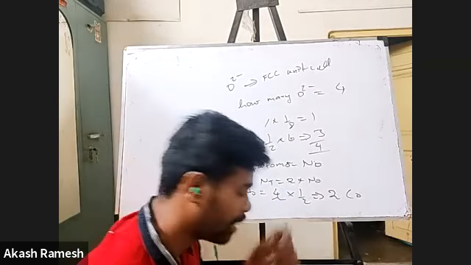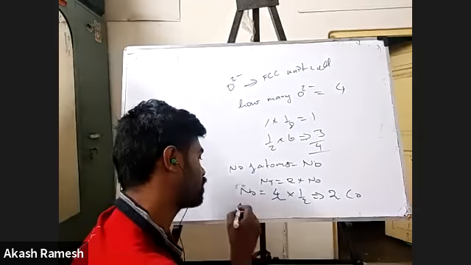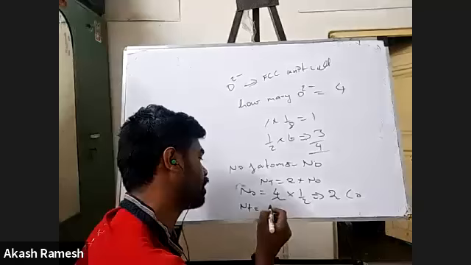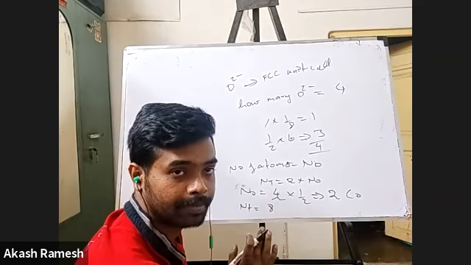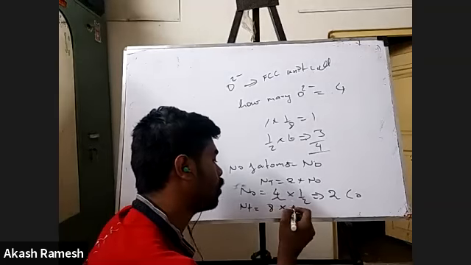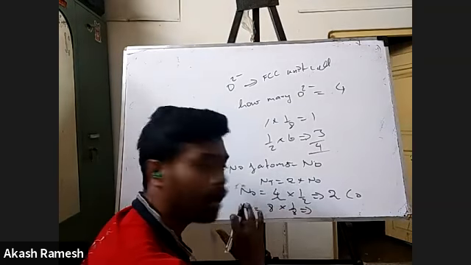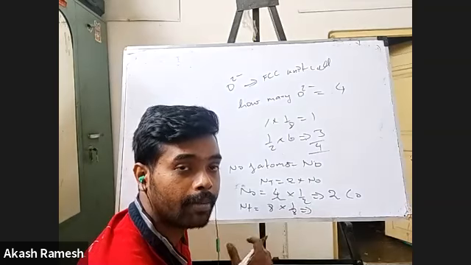Not only that, it is also occupying 1 by 8 of total tetrahedral voids. So basically I have to know first what is the total number of tetrahedral voids. Total number of tetrahedral voids would be 8, because 2 into 4. Right? Now in this, only 1 by 8 of these tetrahedral voids are occupied by cobalt.